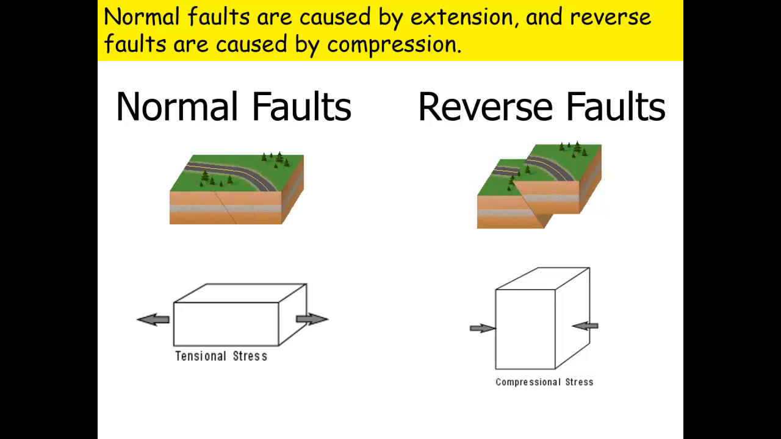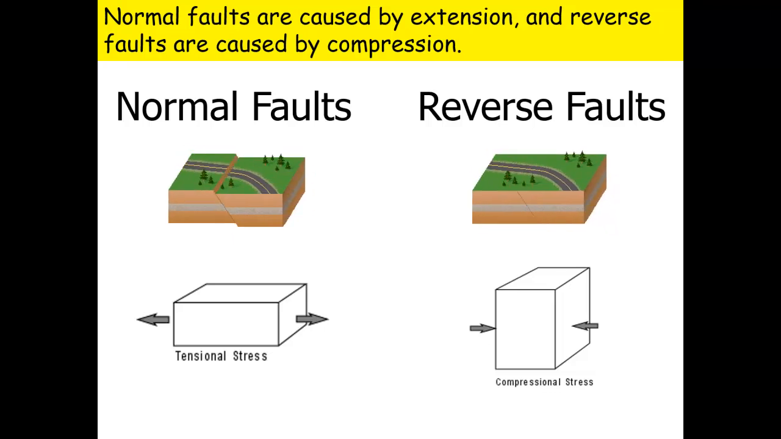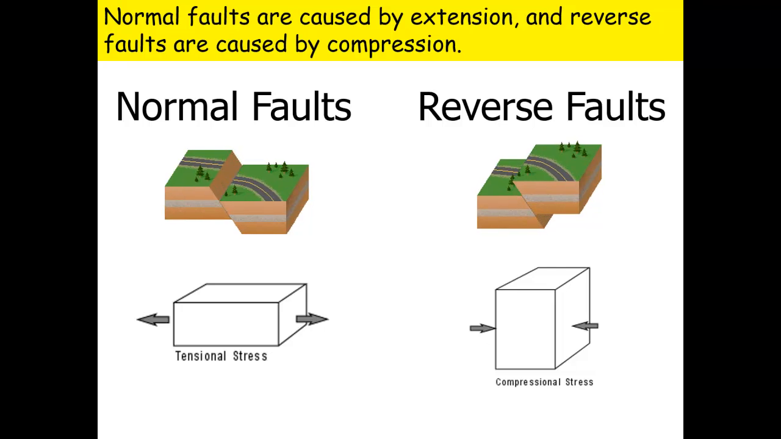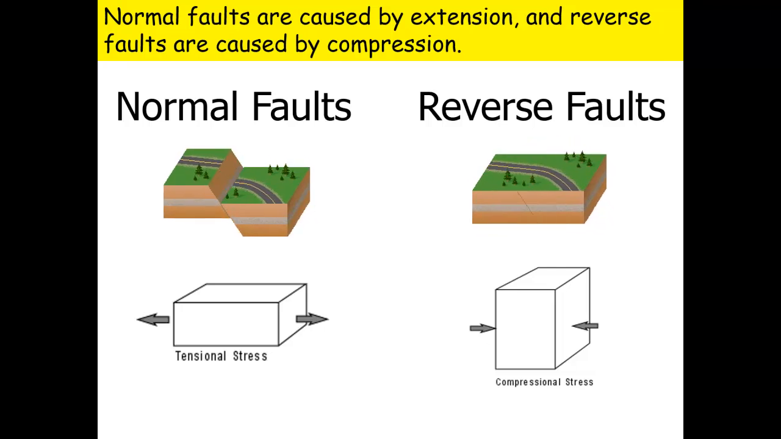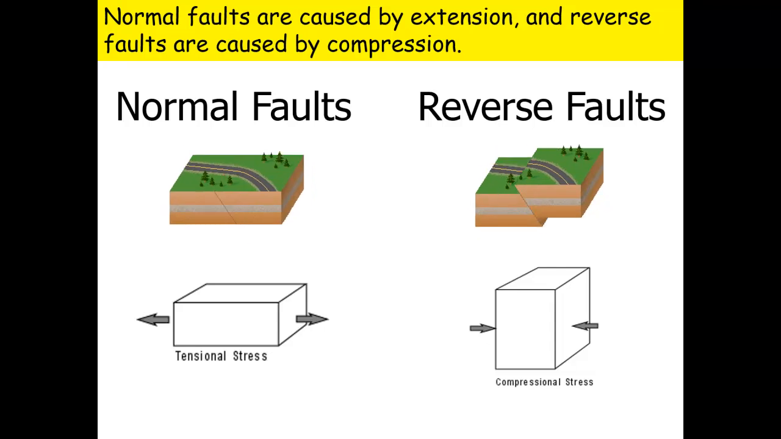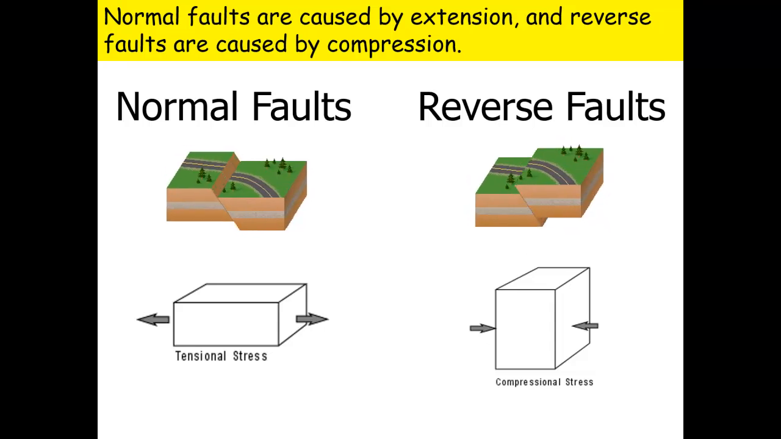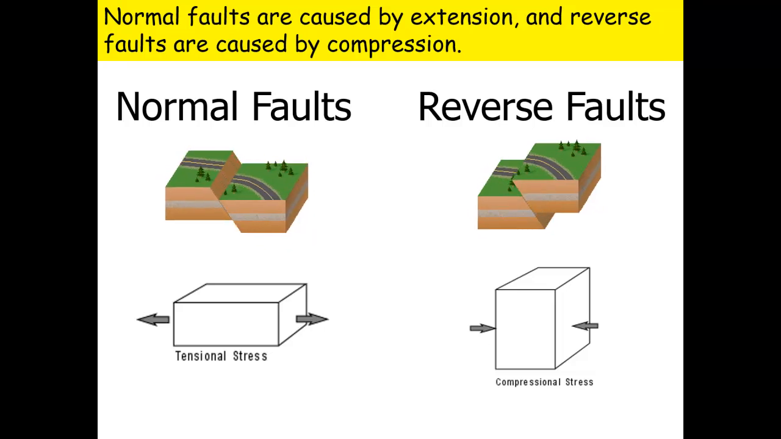A reverse fault is exactly the opposite. A reverse fault occurs in response to compression. As we compress rocks, we cause them to break, and then we literally shove one rock up and over, and as we shove that rock up and over, we're actually compressing the rocks and making them more compact. So reverse faults form due to compression, and normal faults form due to extension.